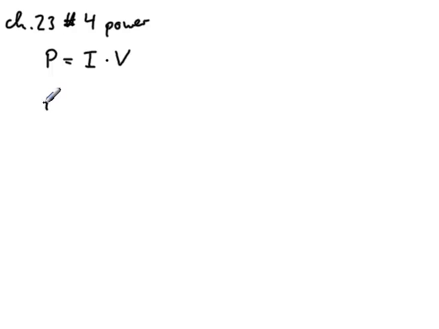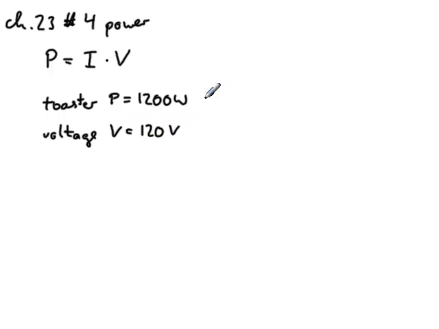So the toaster produces a power of 1200 watts, and it's hooked up to an outlet with a voltage of 120 volts. And with that, we're supposed to figure out what the electrical current is. And of course, as far as the algebra goes, electrical current equals power on the other side divided by the voltage. So divide by voltage.